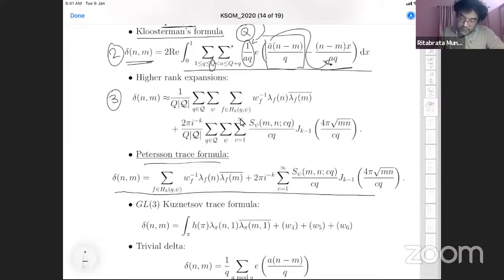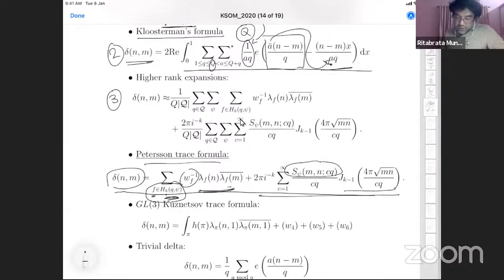So you're looking at the space of cusp forms of weight k, level q, and nebentypus psi, and this H_{k,q,psi} is the Hecke basis for the space of cusp forms. Then I'm summing over f, with some spectral weights I'm not going to specify. Basically, the Petersson trace formula says that the sum of the Fourier coefficients of these modular forms, lambda_f(n) times lambda_f(m) bar, is equal to delta_{nm} minus a sum which involves the Kloosterman sum and the J-Bessel function.